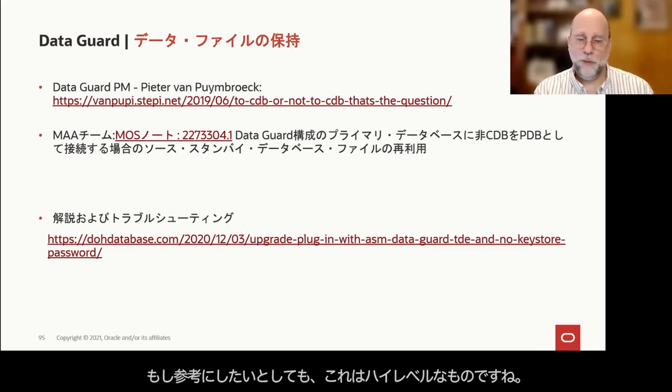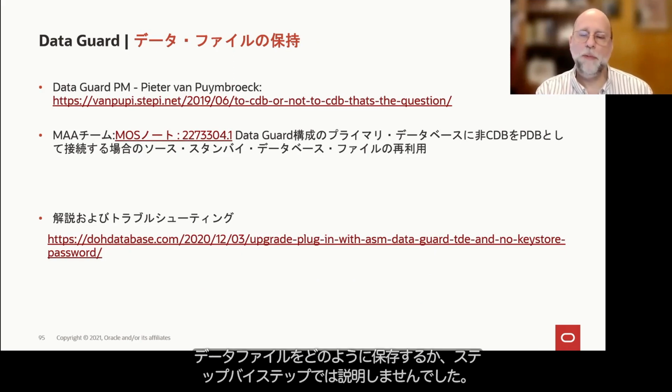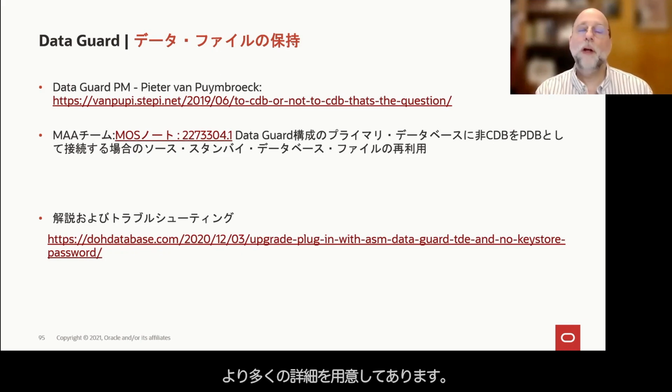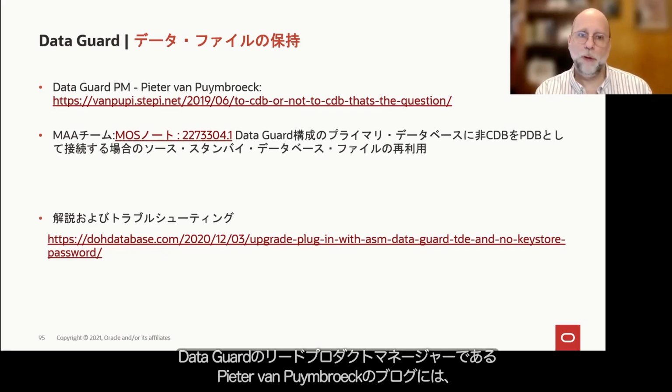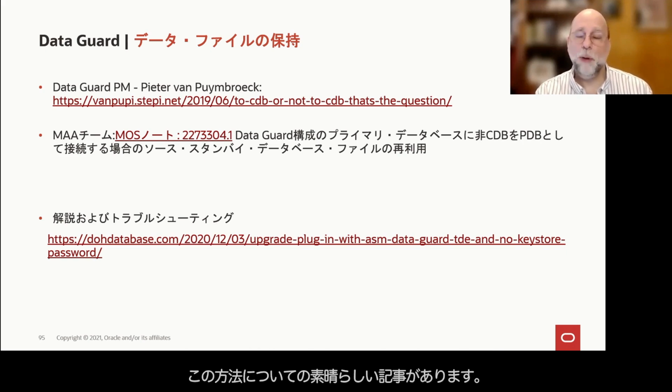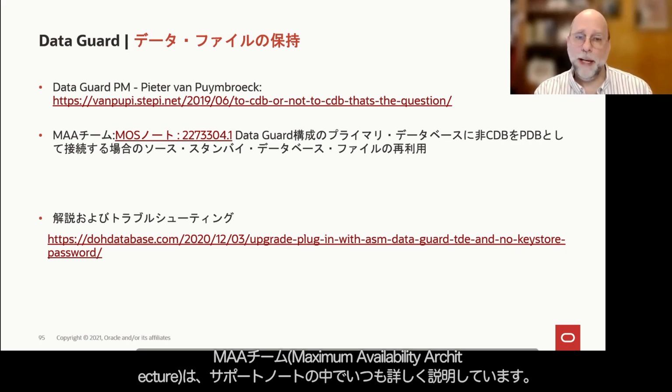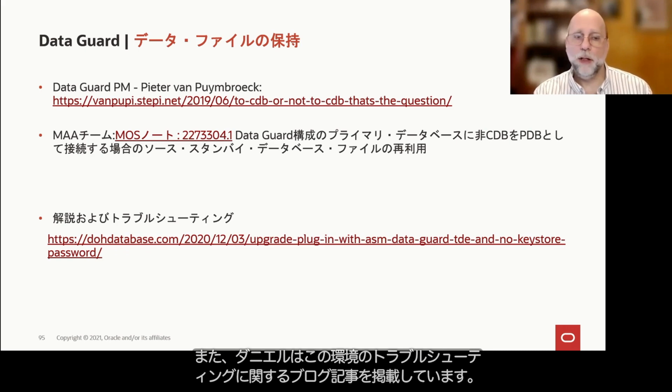So if you want references to this, I know that was kind of high level. I didn't go through step by step of how to preserve the data files. We have a lot of detail for you. Peter Van Puymbroeck, who's the lead product manager for Data Guard, has a nice blog post about how to do this. The MAA team, Maximum Availability Architecture, has their usual detailed treatment of it in a support note. And then Daniel has a blog post on troubleshooting this environment.